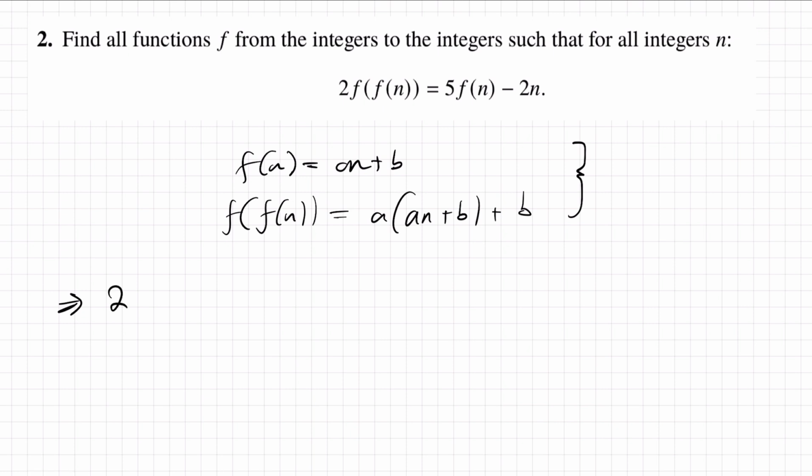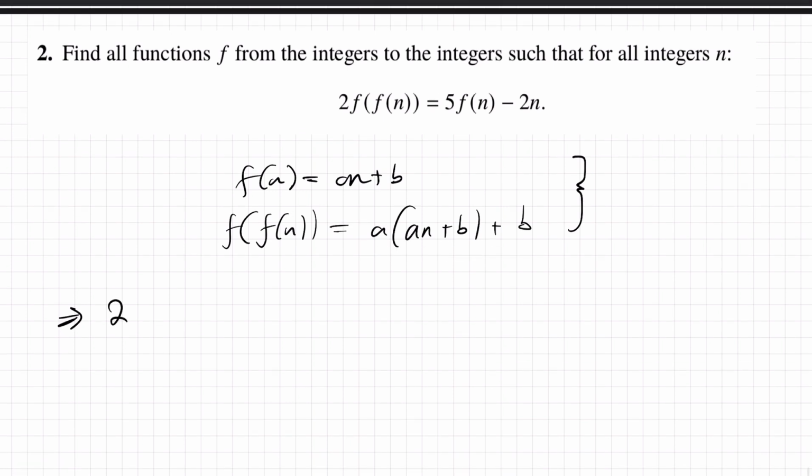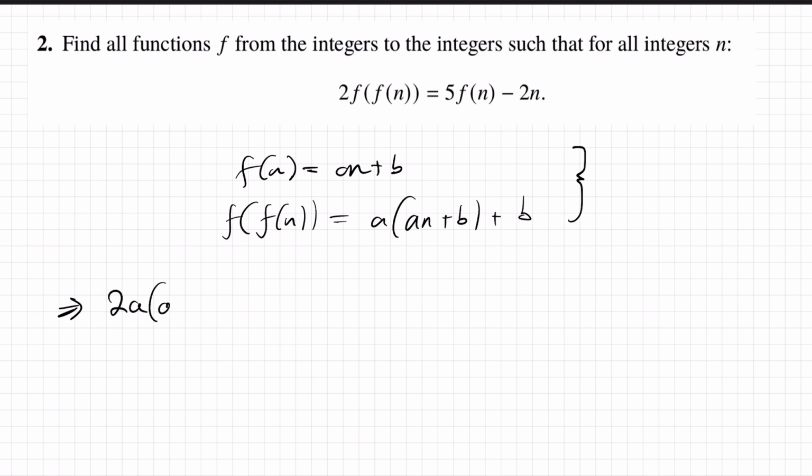In the left side, we're going to get 2, and then let's just use what we already have here. So you have 2a an plus b, and that's going to be equal to 5 f of n, which is an plus b, minus 2n.